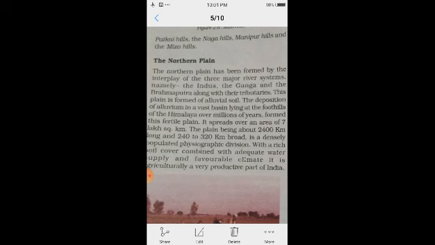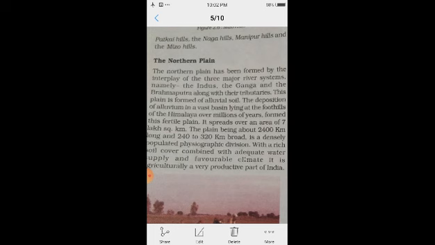This plain is formed of alluvial soil. Which type of soil is there on the Northern Plain? That is alluvial, which is very fertile soil. Why is it fertile? That we will see. The deposition of the alluvial soil in the vast basin lying at the foothills of the Himalaya over millions of years made this plain fertile.